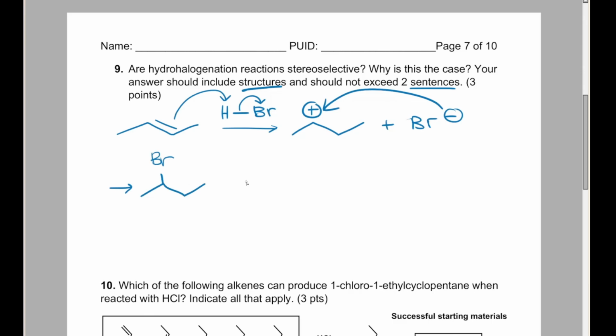This is non-stereoselective because this carbocation is 3D, and there's no hindrance from either side of it because there's nothing blocking the way of the bromine ion to attack it. So it's going to attack both sides of it equally. So you'll get something like this and this, but it doesn't really matter how you draw it.